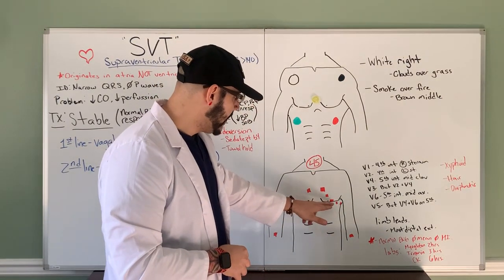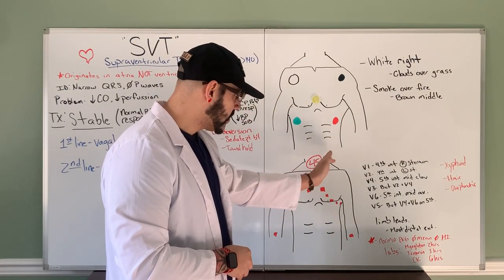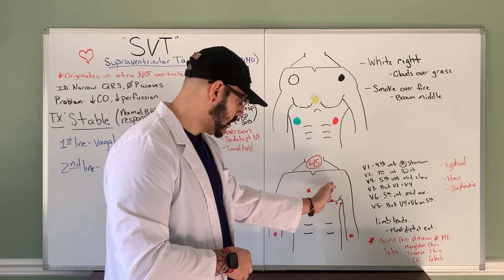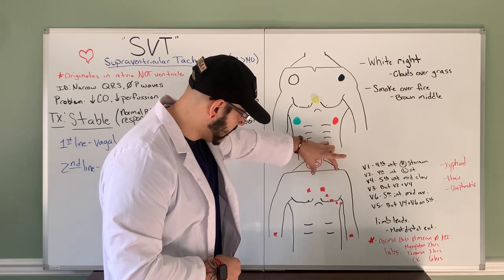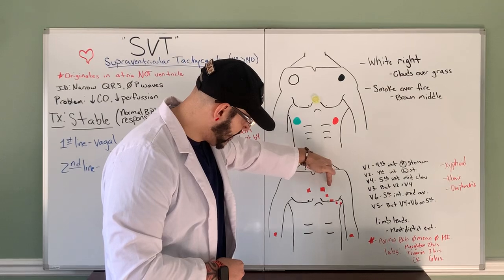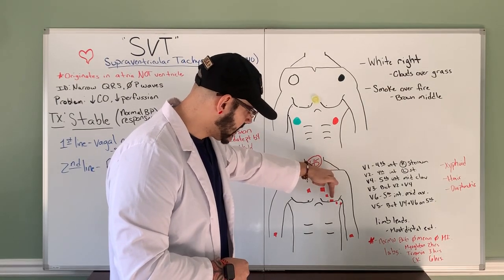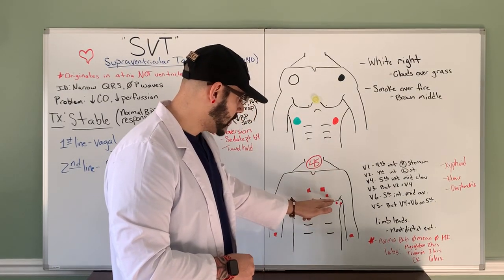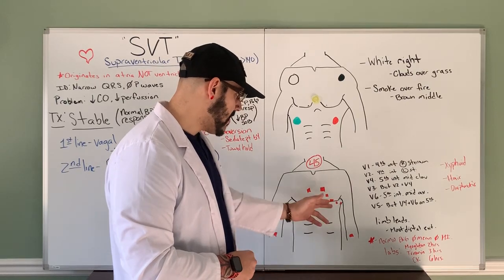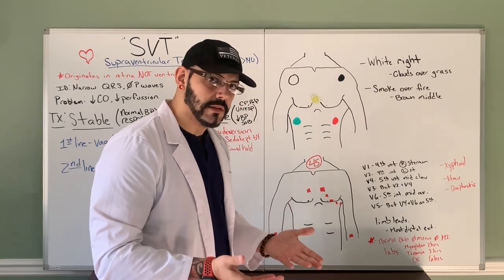So our V4 lead is gonna go in the fifth intercostal space, mid-clavicular, all right? So this is where your clavicle is. So right down the middle of your clavicle, should be right along the nipple line. It's gonna go right there. Fifth intercostal space, mid-clavicular. Now, if you have a male, that should be relatively easy to find.